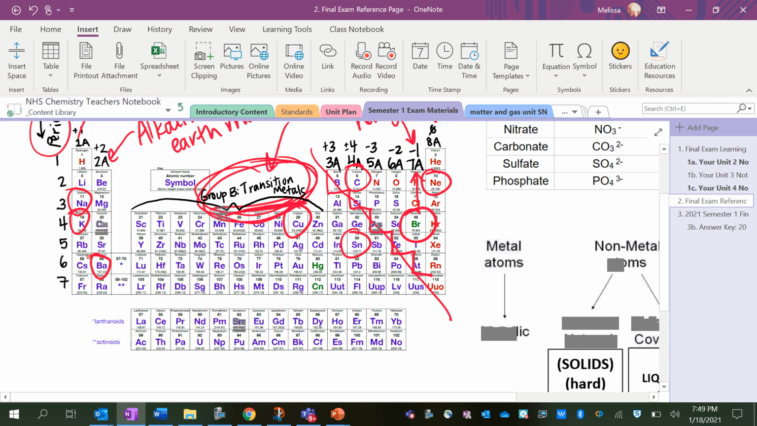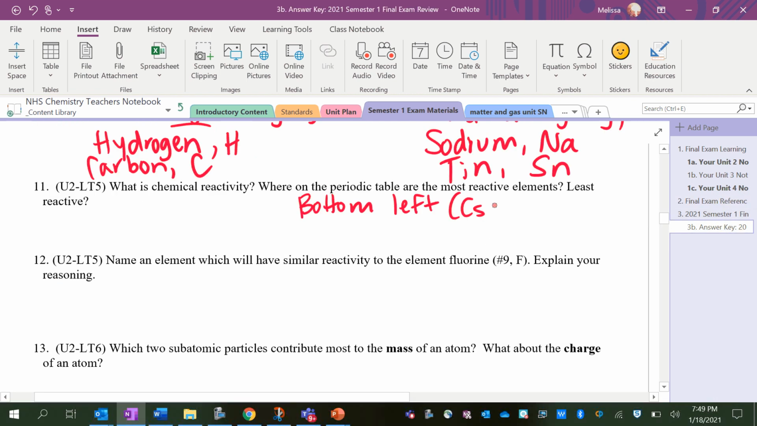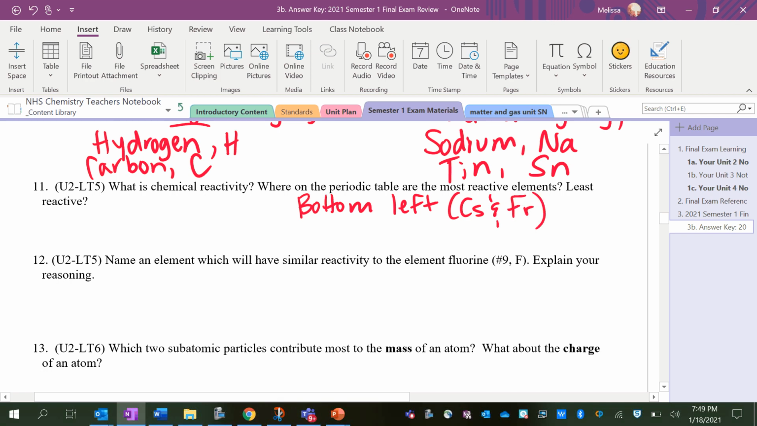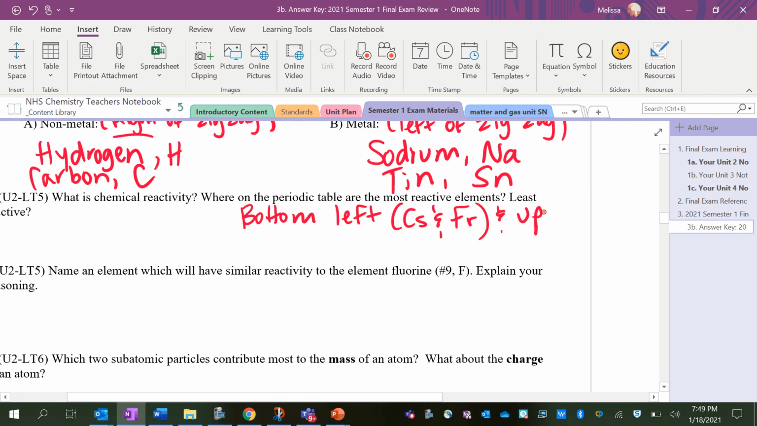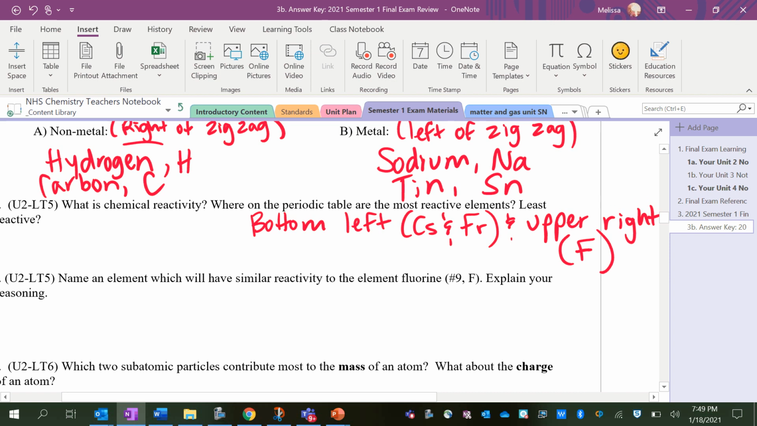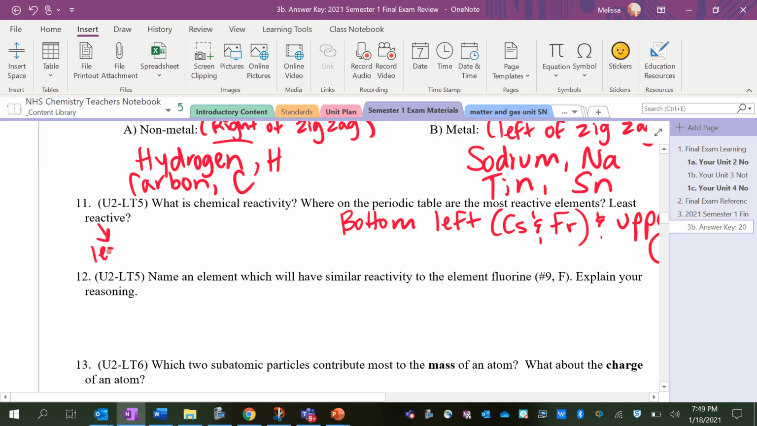And you're going to find the most reactive elements on the bottom left. Okay, so if we look here, like cesium and francium, Cs and Fr. And also the upper right, besides the noble gases. So fluorine, which is a halogen, those are the most reactive. The least reactive are the noble gases. Also, the transition metals aren't very reactive either, but the noble gases, they're already happy because they have the great 8 electrons, so they're not reactive.